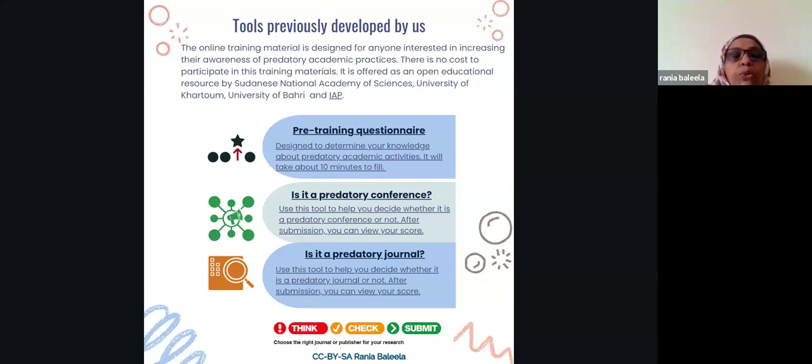We decided to produce tools to help researchers like us, because we have seen among our colleagues that people fall into the trap. People publish and lose the efforts of several years to predators and predatory academic activities. So we have developed tools and courses in two languages, Arabic, as our official language in Sudan, and English, for our colleagues in Sudan and outside Sudan. The tools are available for free for you to use online.